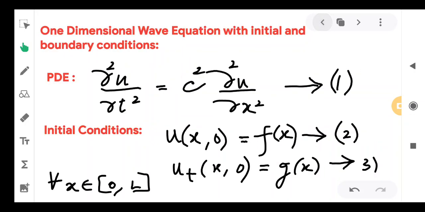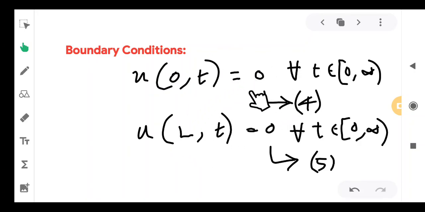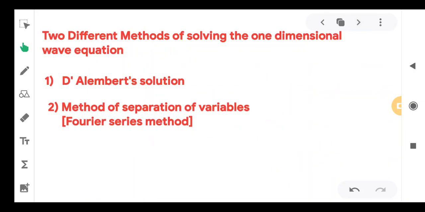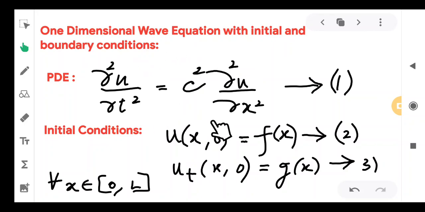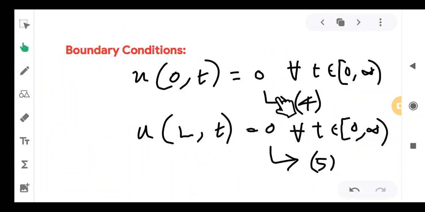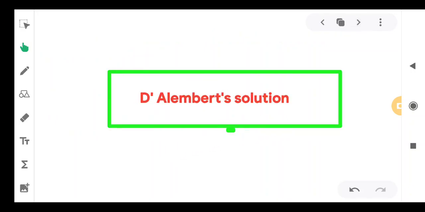The equation together with these two initial conditions and these two boundary conditions, all together we call it the one-dimensional wave equation problem. Now there are two different methods for solving the one-dimensional wave equation. One is D'Alembert's solution. The second one is the method of separation of variables. This we will learn in the next video. Today we will have a description of D'Alembert's solution. D'Alembert is a mathematician who used this method for solving the one-dimensional wave equation. Before solving, remember all these equations: this is the wave equation, these are the initial conditions, and these are the boundary conditions. So let's move on to D'Alembert's solution.